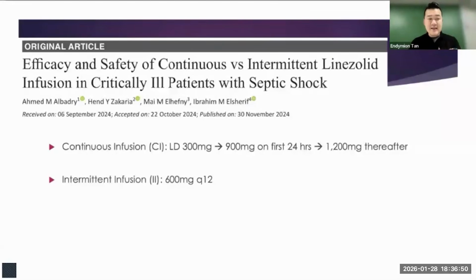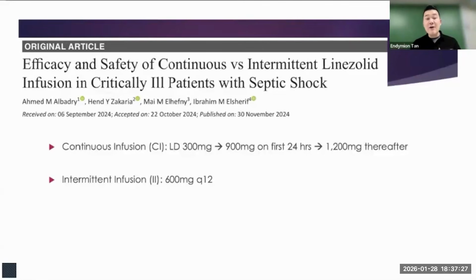So this second study, so this is the efficacy and safety of continuous versus intermittent linezolid infusion. Because we know for a fact that linezolid is a time-dependent antibiotic. So we want the antibiotic to have a very high constant amount, okay, in the blood throughout the 24 hours. So since this is a time-dependent antibiotic, they want to study, because the usual practice is we give these antibiotics twice a day, 600 milligrams twice a day.